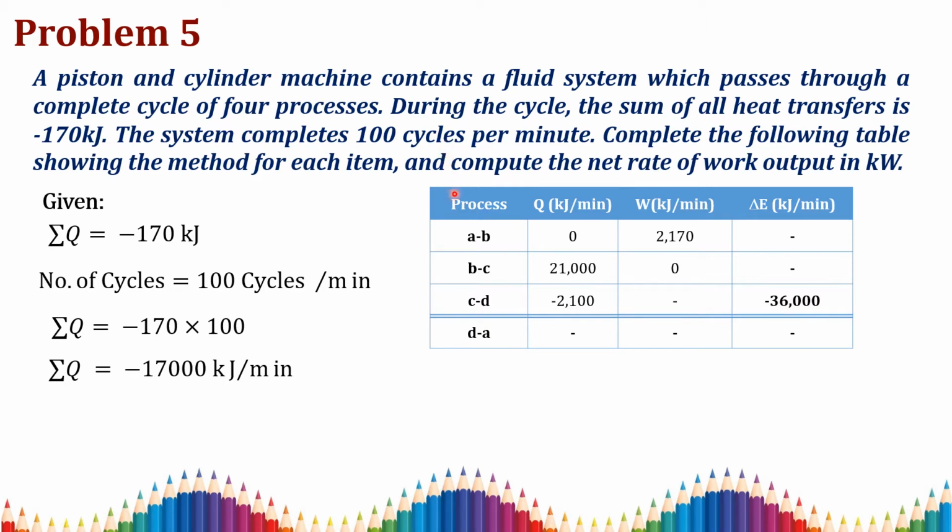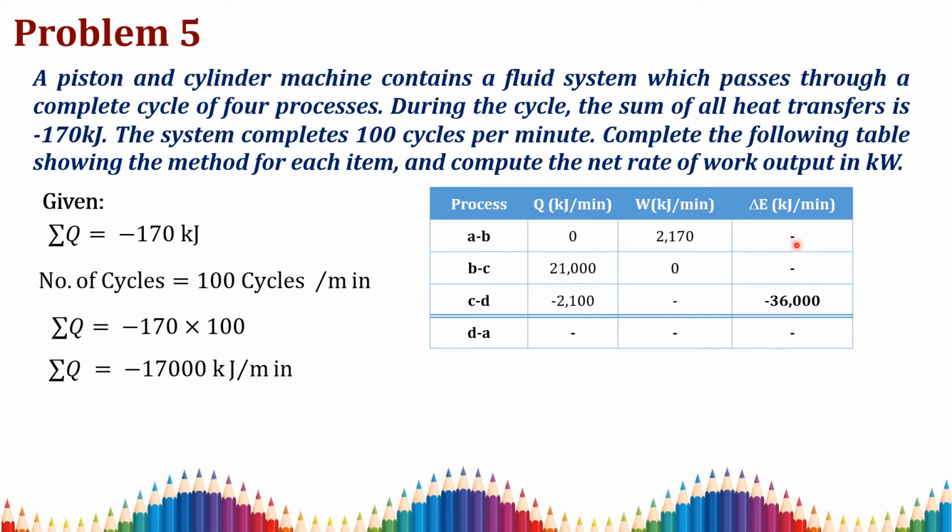Here heat is taken out of the system. The sum of all heat transfer during the cycle is 170 kilojoule, and the heat is transferred out of the system. So we should put a negative sign here. Summation of Q is equal to minus 170 kilojoule. And also we complete what they ask: complete the following table showing the method for each item.